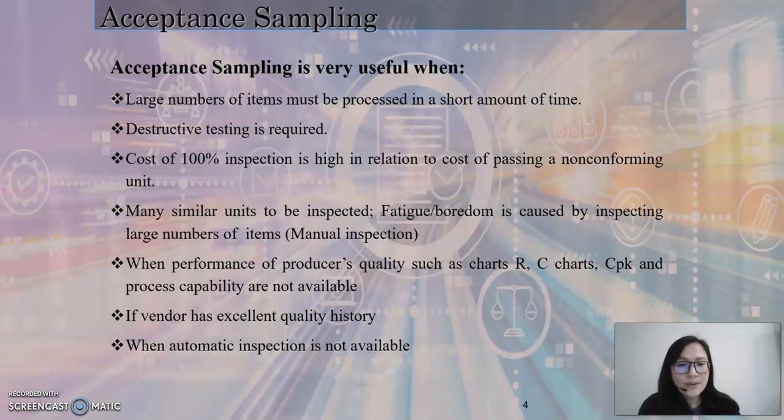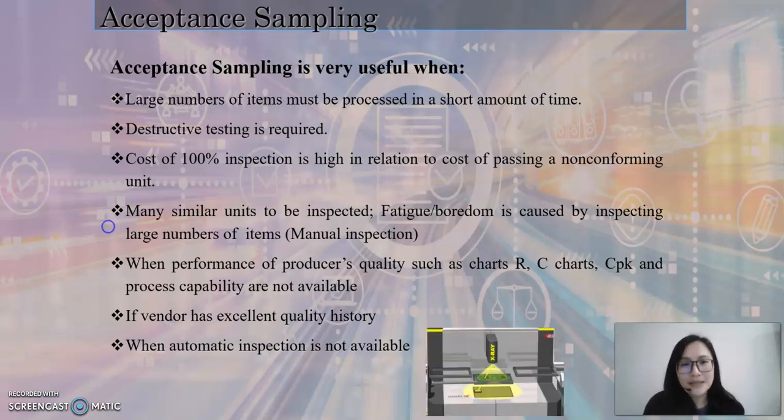Lastly, when automatic inspection is not available, you have to do manual inspection as I mentioned before. Then acceptance sampling is suitable for you to implement in your industry.